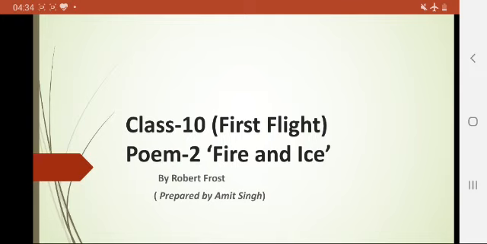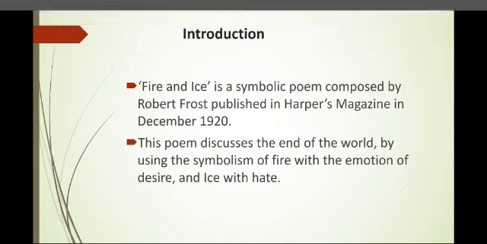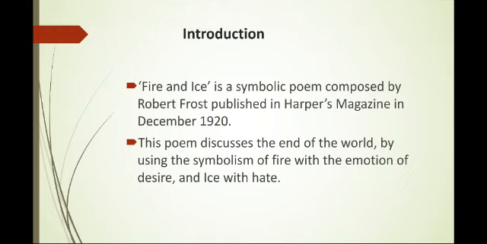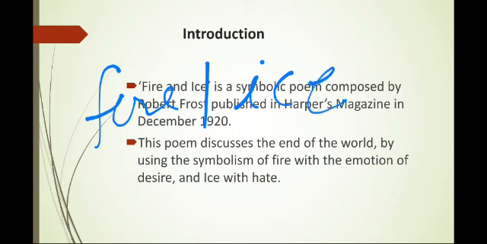Today's poem is Fire and Ice, composed by Robert Frost. Now, I am going to introduce you to the poem. The poem Fire and Ice is a symbolic poem composed by Robert Frost. It was published in Harper's Magazine in the month of December in 1920. The poem discusses the end of the world by using the symbolism of fire with the emotion of desire and ice with hate. The poet has used two symbols, fire and ice, to describe the end of the world.